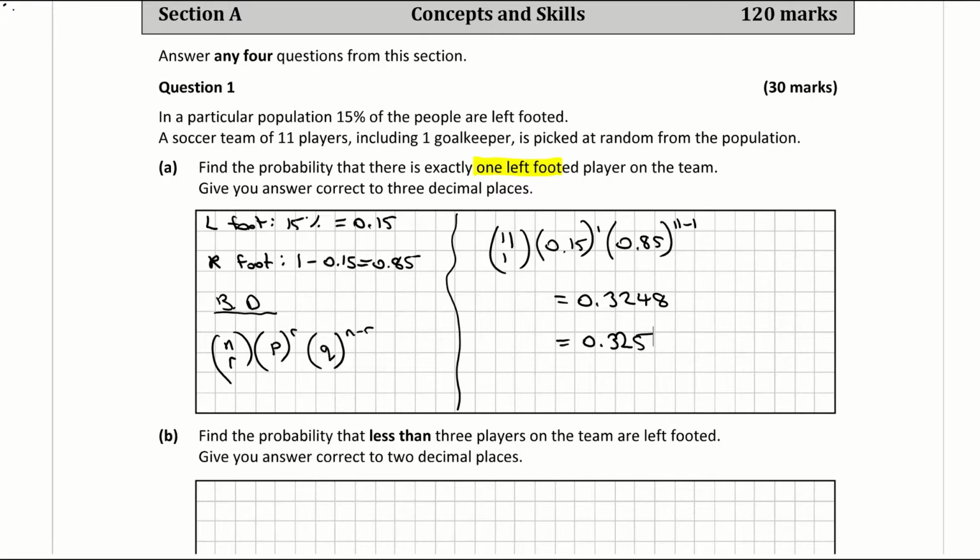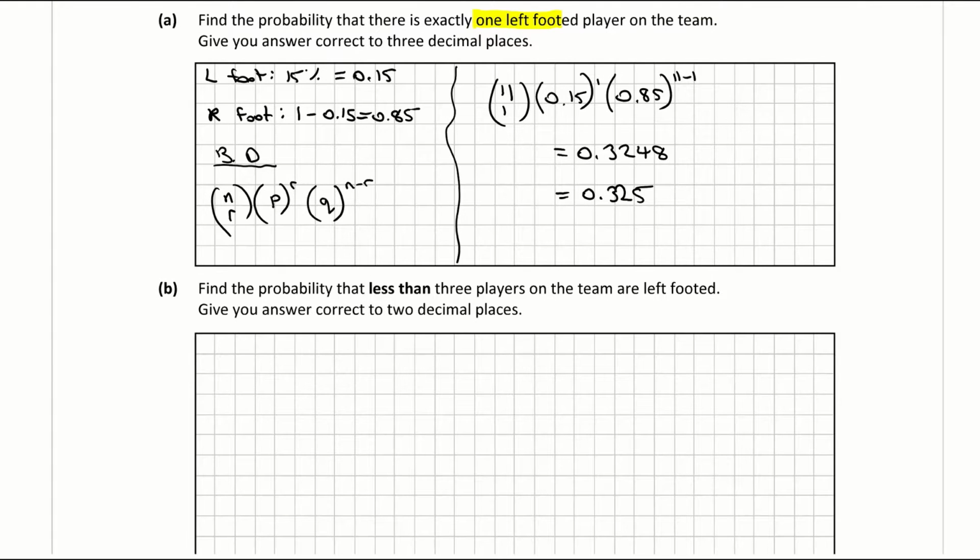Having a look now at part B: find the probability that less than 3 players on the team are left-footed. So think about this. Less than 3 players being left-footed could mean that none of them are left-footed, or that only one of them is left-footed, or that 2 of them are left-footed. It says less than 3, so I don't include the probability of 3. So let's go and find the probability of these 3 outcomes.